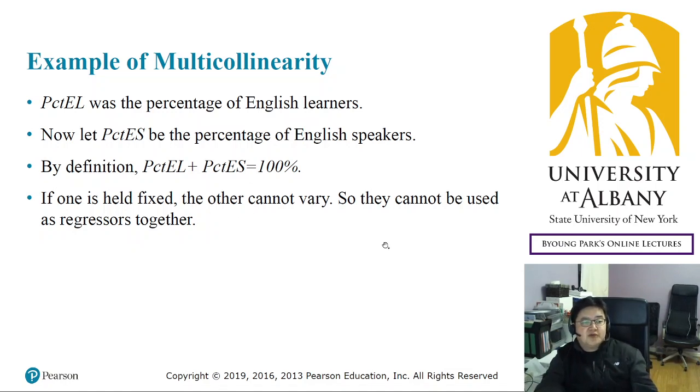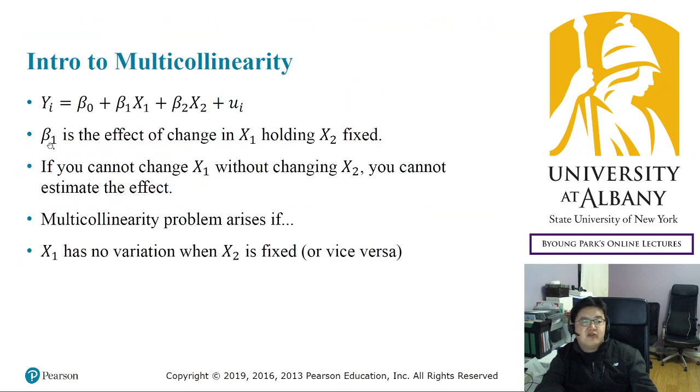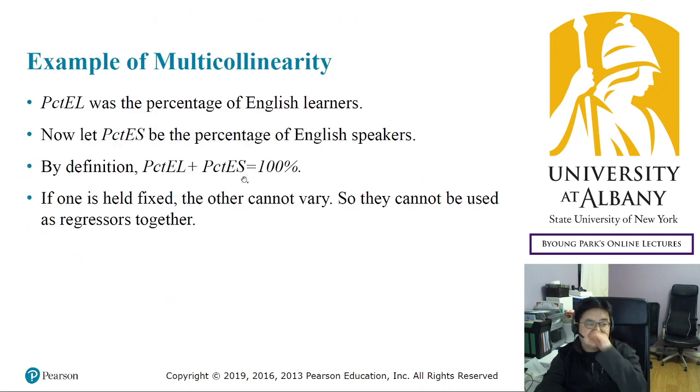So if you use those two regressors together like this, then you cannot estimate this effect. There is no ceteris paribus variation in either x1 or x2. So this is a simple example of multicollinearity.